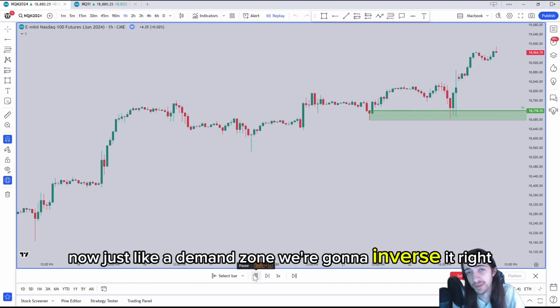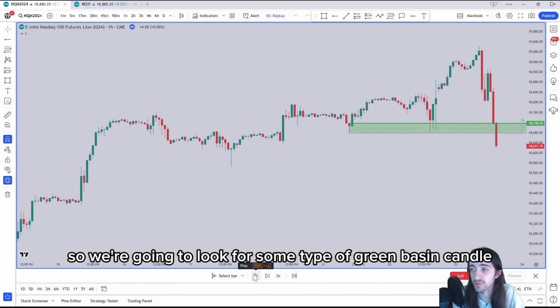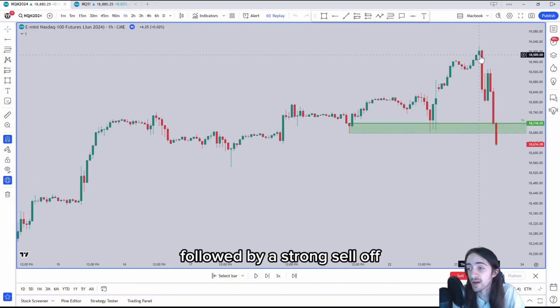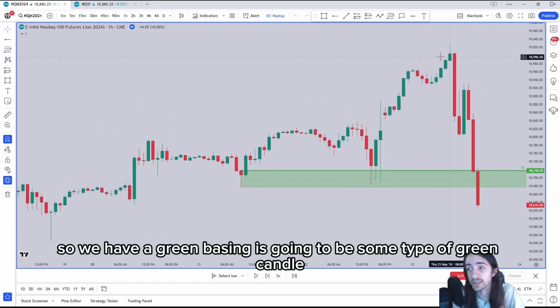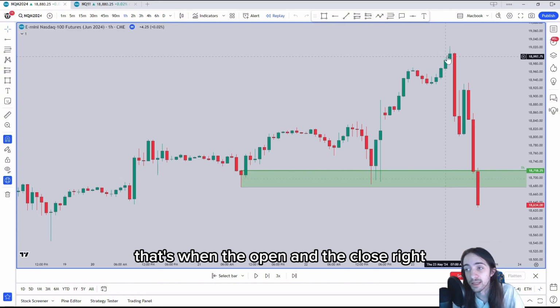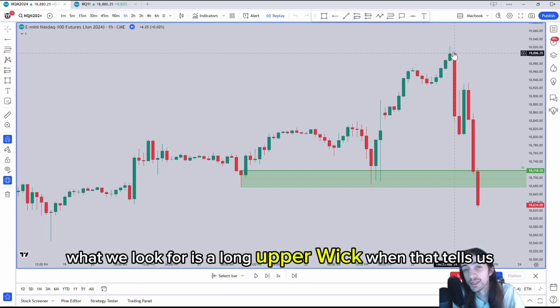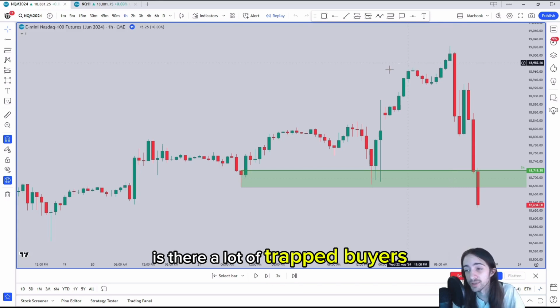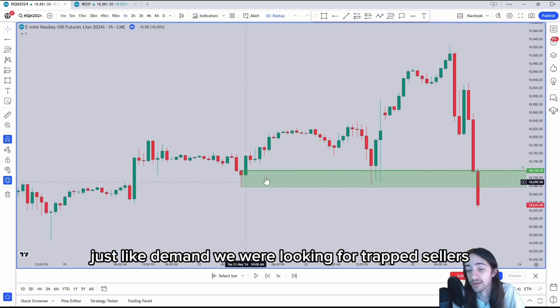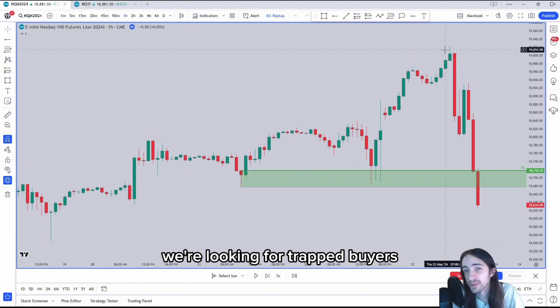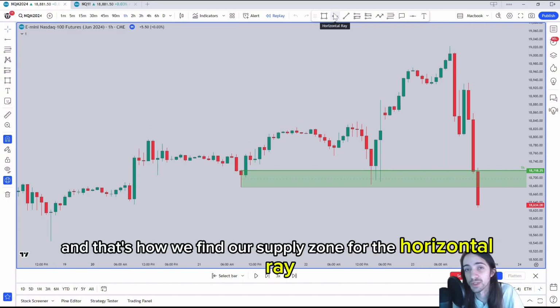Just like a demand zone, we're going to inverse it, right? We're going to look for some type of green basing candle followed by a strong sell-off. A green basing candle is some type of green candle where the close is higher than the open, but what we look for is a long upper wick. What that tells us is there are a lot of trapped buyers. Just like with demand we were looking for trapped sellers, now we're looking for trapped buyers, and that's how we find our supply zone.